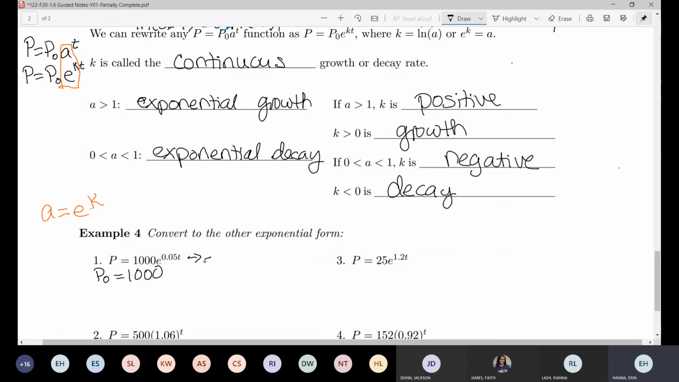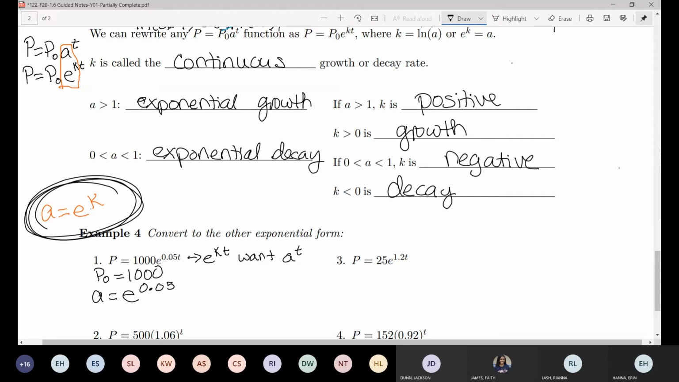So we essentially have an e to the kt, and we want an a to the t. Well, P naught is just P naught, and then I'm going to use this relationship that I just told us to use. So I'm going to have a, don't know what that is, equal to e to the k, which in this case is 0.05. Remember, e is a number, so you just punch that sucker into your calculator. e to the 0.05 is approximately equal to 1.051.